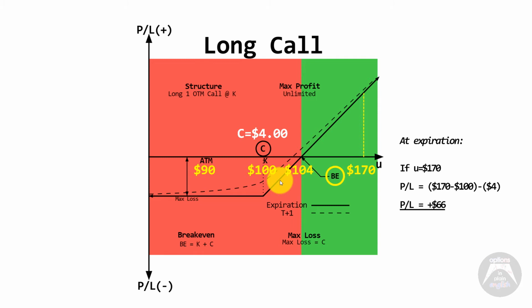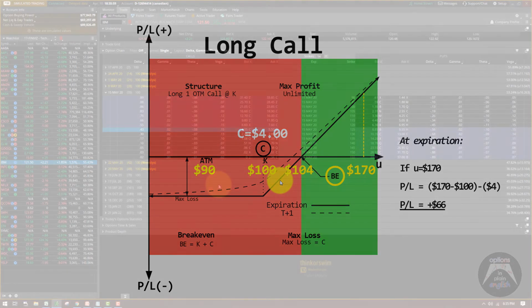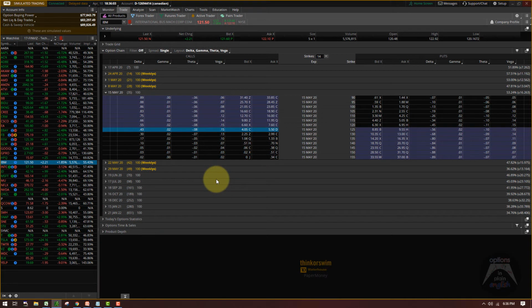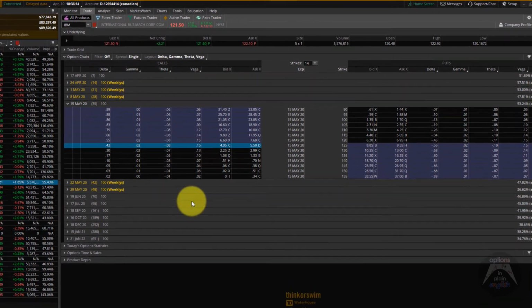And now we're going to be taking a look at some examples in the platform so that you can see how it works in real life. And now we're here on the trading platform. We're going to be actually simulating buying a call so that you can see the risk profile on the actual platform, and you can try to map it to a real life example.